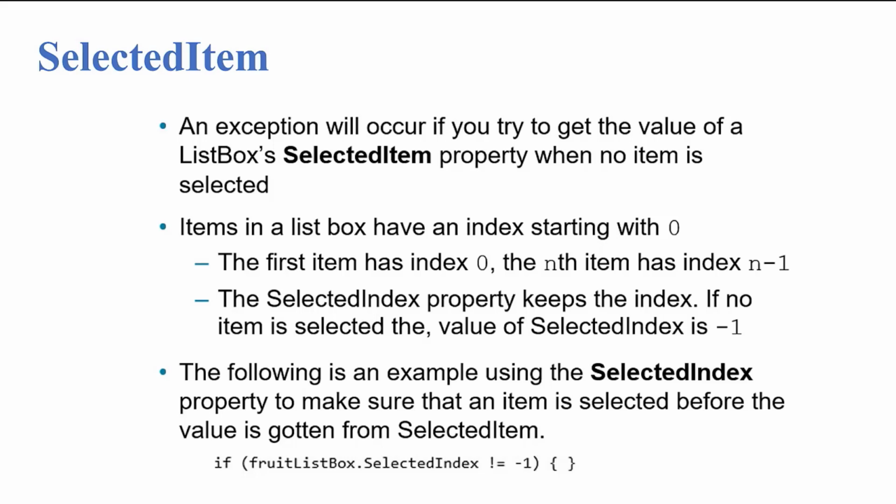So the SelectedIndex property keeps the index. If no item is selected, the value of the selected index is -1. So -1 means nothing has been found. This all sounds like craziness right now. I mean, it's kind of confusing.